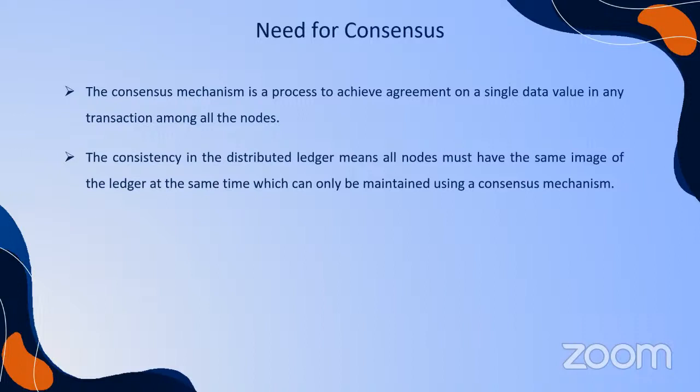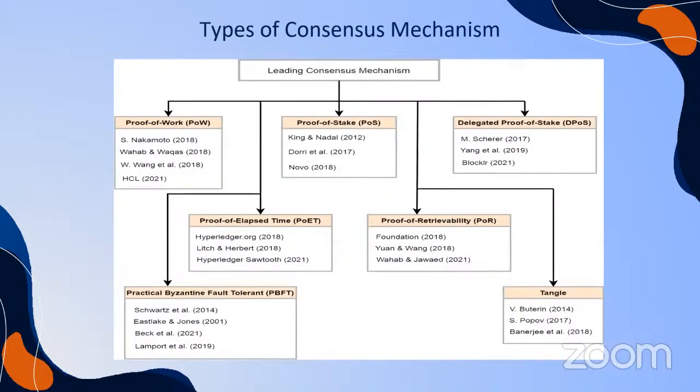To add a new block in the blockchain, there are various consensus algorithms like proof of work, proof of stake, delegated proof of stake, and Byzantine fault tolerance. Some leading consensus algorithms are proof of work, proof of stake, delegated proof of stake, proof of elapsed time, proof of retrievability, Tangle, and practical Byzantine fault tolerance. We will discuss these types of consensus algorithms in the next class.